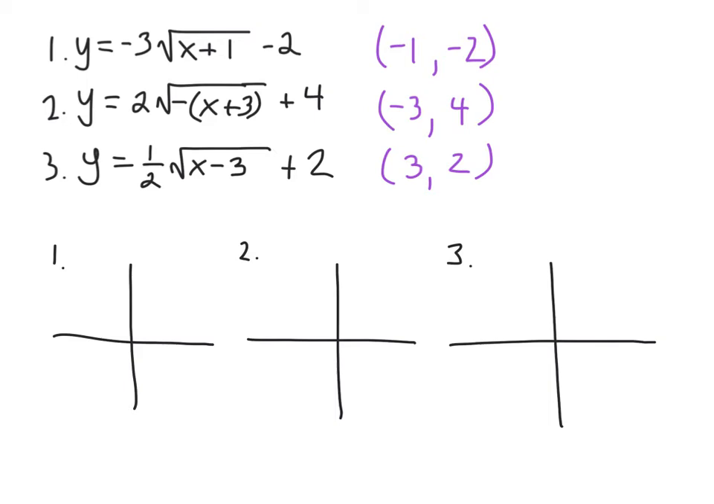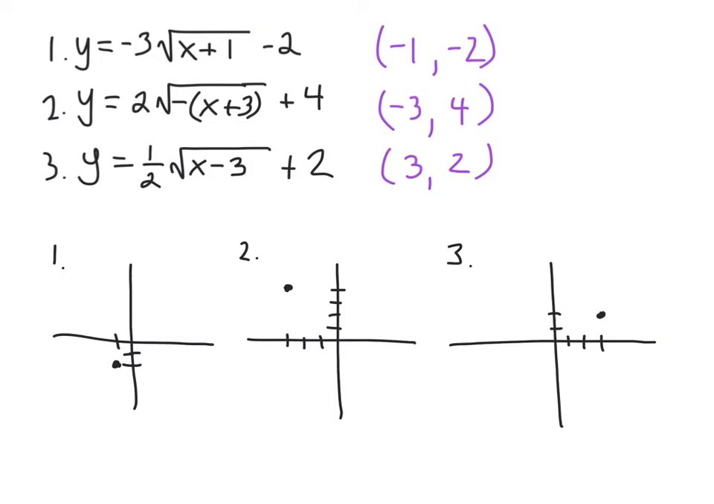Okay, so the first one is at -1, -2. So our starting point will be at -1, -2 right there. Our next one is at -3, 4. So -3, 4 would be right in here. And the third one is at 3, 2. And 3, 2 is right here.